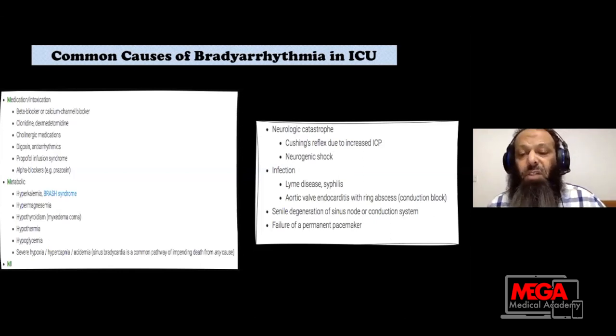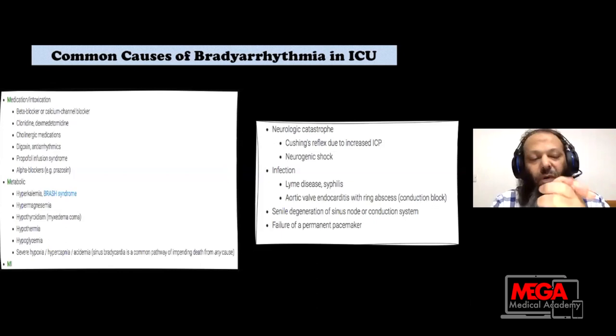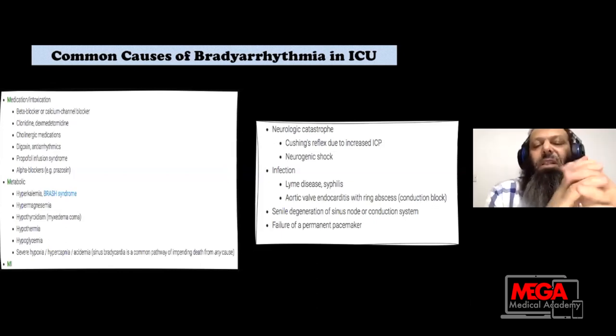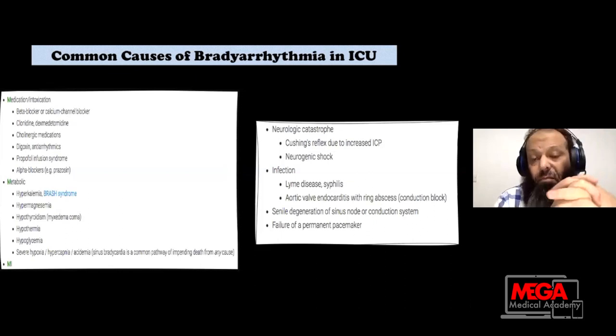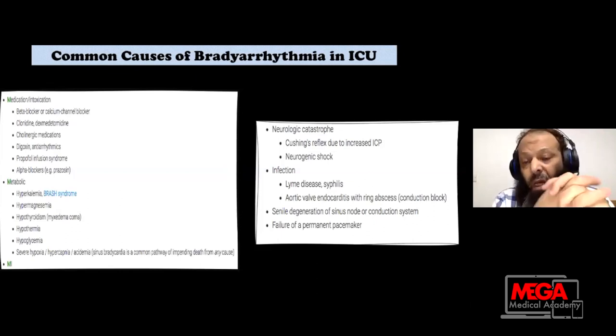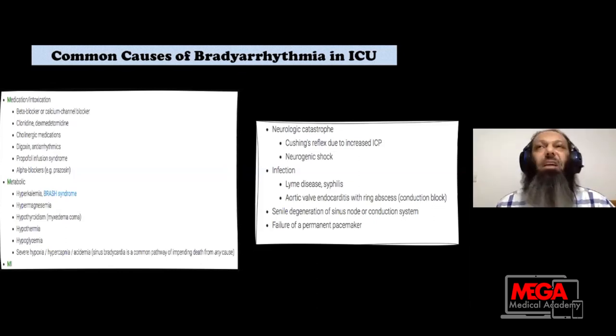What about infections? Yes, aortic valve endocarditis and aortic valve abscess cause conduction abnormality and heart block. Syphilis and Lyme disease are also among the common infections. Maybe we are not seeing a lot of syphilis now, but in the past it was associated with severe bradycardia. Senile degeneration of the sinus node, as we mentioned, a calcific aortic valve or calcific sinus node, can cause either sick sinus or AV block.